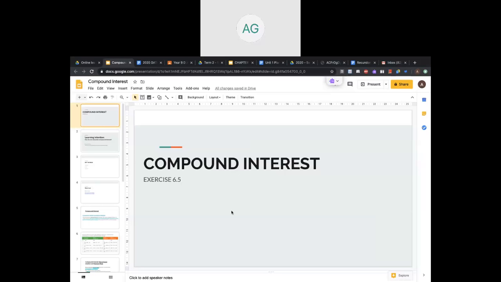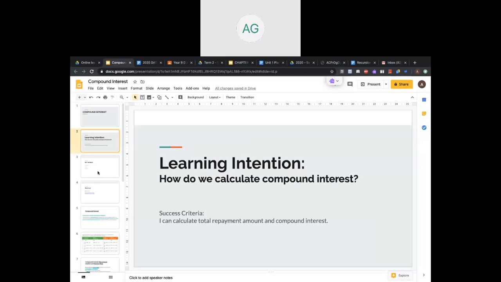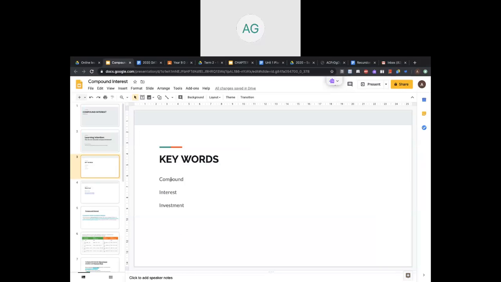Okay, hello everyone. So today we are going to do compound interest. That's your exercise 6.5. And I hope you understand the simple interest. That was just like the flat rate depreciation. So this one is compound interest. This is like the reducing balance depreciation, but we are adding the interest instead of taking it away as in the case of depreciation. So make sure you write the keywords and the definition and examples in your books.